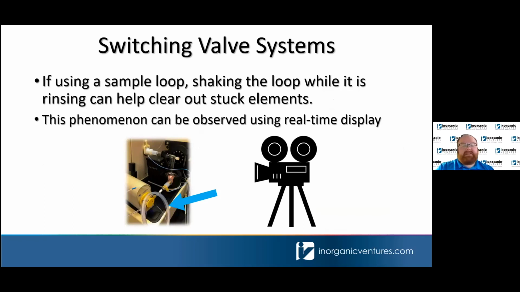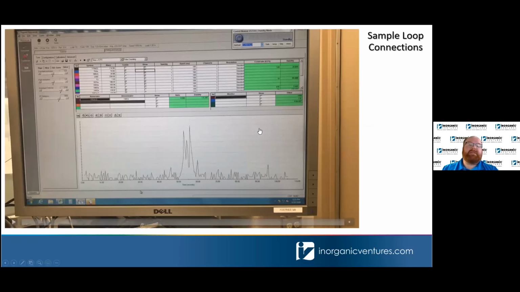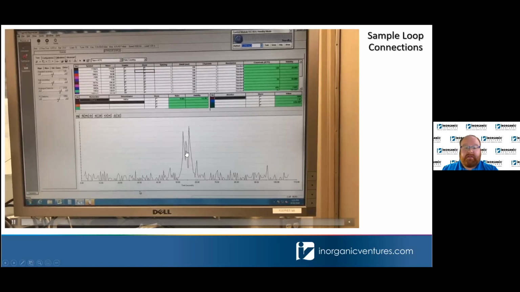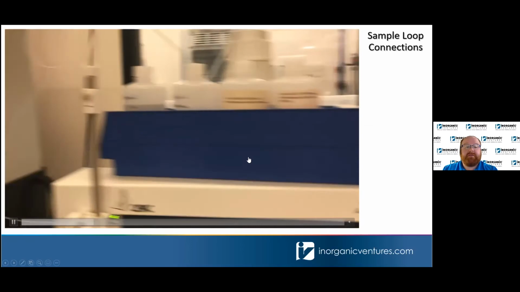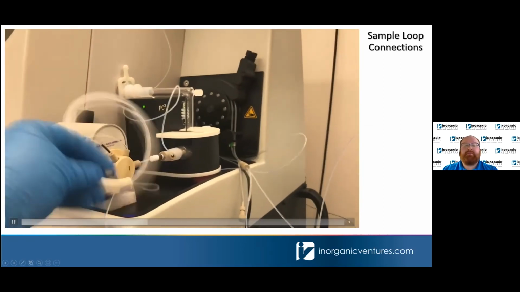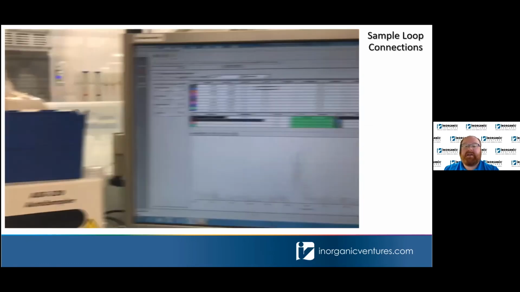More about switching valve systems. If you're using a sample loop and you're trying to run something high and you need to rinse it out quickly before you run some other detection limit sensitive run, believe it or not, you can shake the sample loop while it's rinsing, and you can help clear out any elements that seem to be stuck and left behind. This phenomenon can be observed using the real-time display. So I actually have a video of this. This is from our mass spec with the syringe drive system, but there's some peaks here. I'm going to pan over to show you that I'm literally going to shake the sample loop and see what happens on the real-time display.